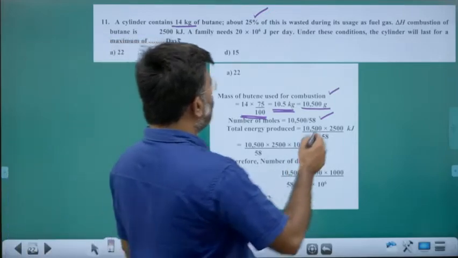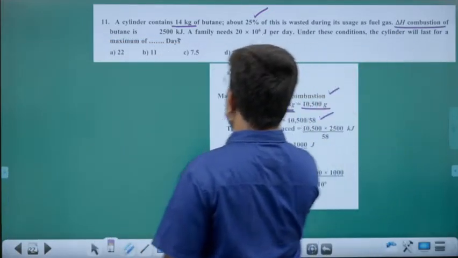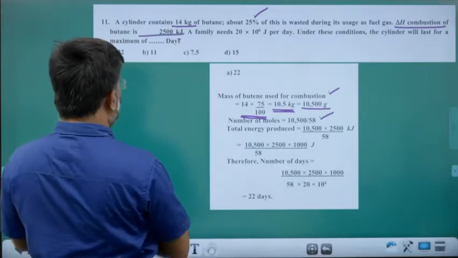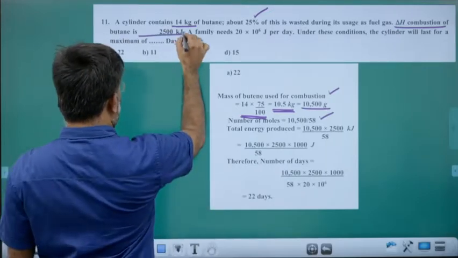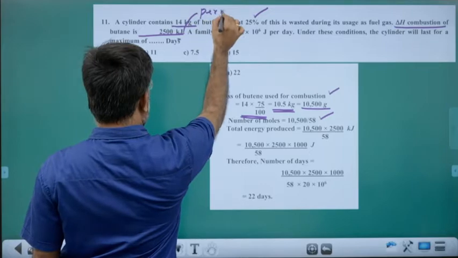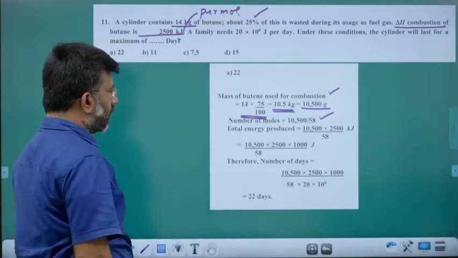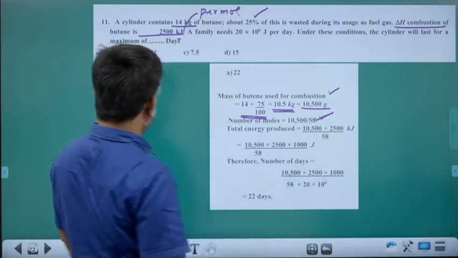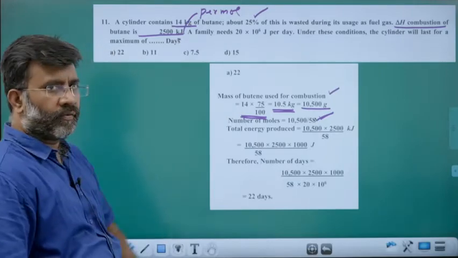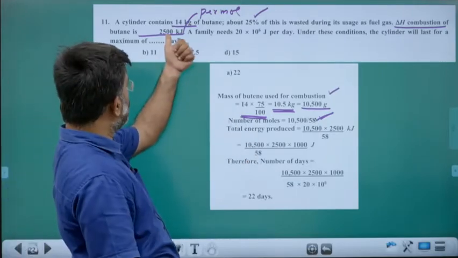The enthalpy of combustion of butane is given as 2500 kilojoule. This is 2500 kilojoule per mole. The molar mass of butane is 58. So for 1 mole, this is the data. For 1 mole, the heat released is 2500.